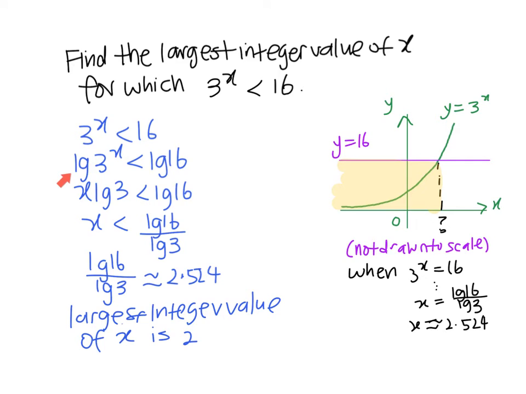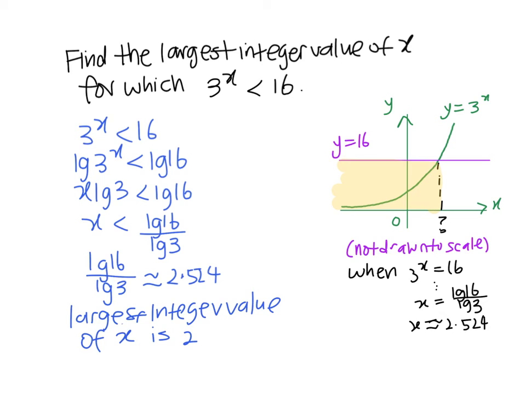With the same approach, log both sides of the inequality, apply power law to bring down x to the front, then divide both sides by log 3. However, unlike the previous example, when you use your calculator, log 3 is actually positive, so there is no need to change the inequality sign. Since this fraction is approximately 2.524 to 4 significant figures, the largest integer value of x will be 2.